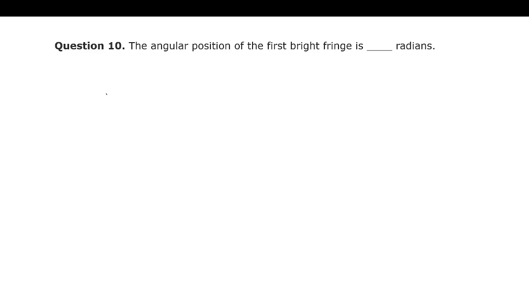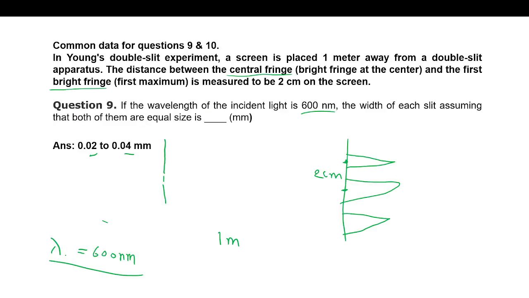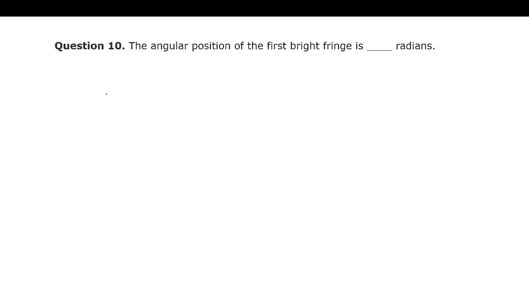Okay, then moving towards the next question, which is question number 10. Already we have discussed that the common data is there, which is in Young's double slit experiment, a screen is placed 1 meter away from the double slit aperture. And the distance between the central fringe to the first maxima is 2 centimeter. So this thing you need to understand, you need to remember. Then you need to go to question number 10.